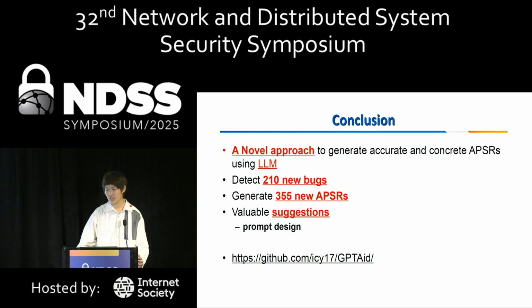In conclusion, we proposed GPT-8, which is a novel approach to generate accurate and concrete APSRs using LLM. GPT-8 detected 210 new bugs and generated 355 new APSRs. We also provide valuable suggestions on prompt design, and our code will be available soon on GitHub.